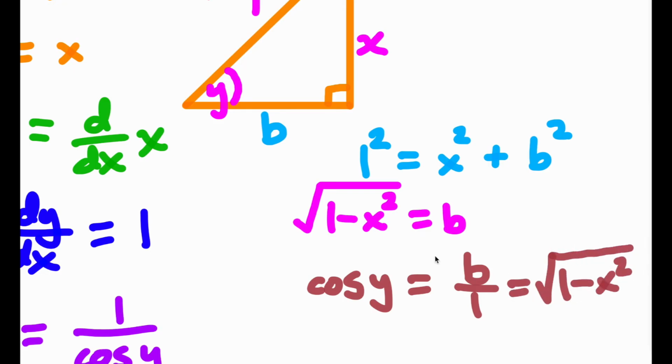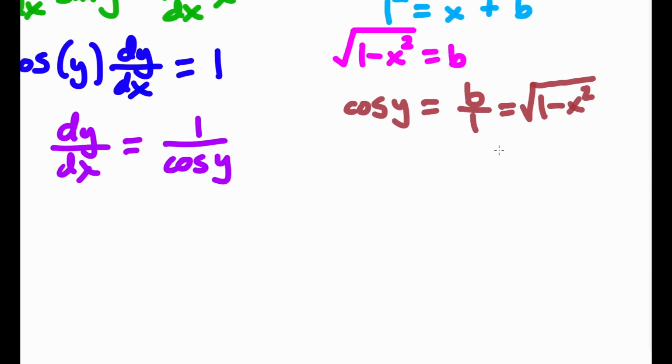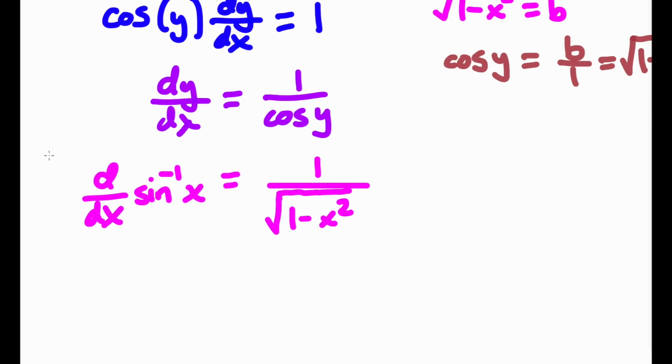Here I'm going to put this in for my cosine y. And now my derivative is in terms of x, and it ends up being the following. The derivative of arc sine of x is equal to 1 over the square root of 1 minus x squared. You're going to want to memorize this equation for any AP test or any other calculus test that you're taking.